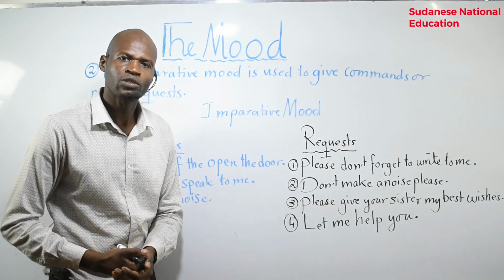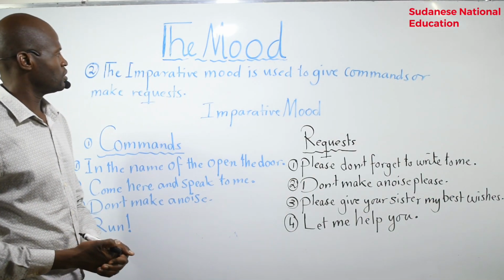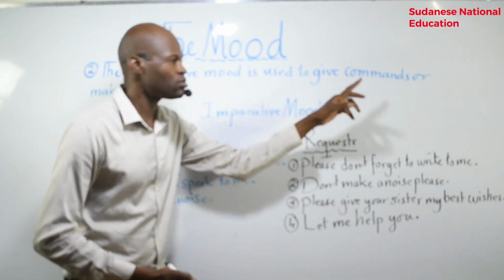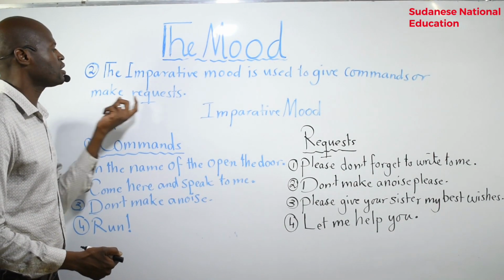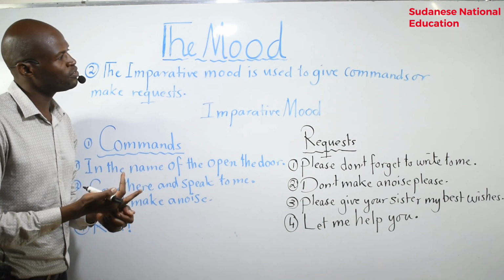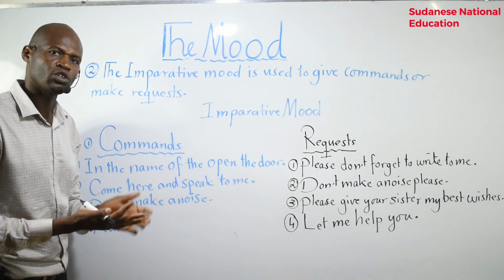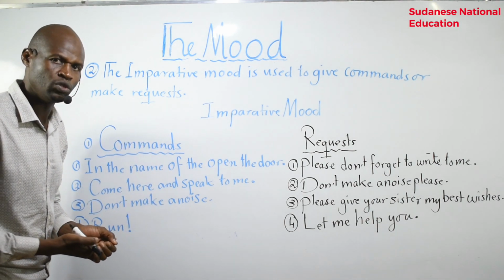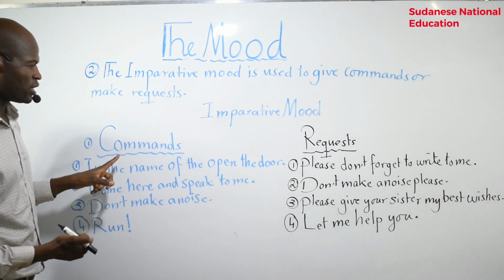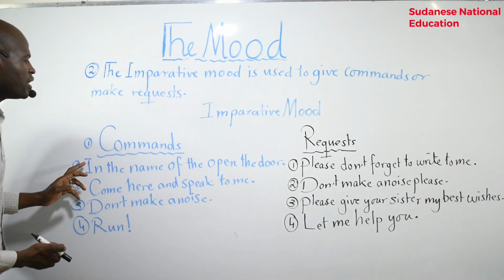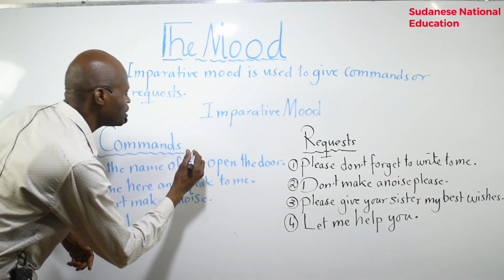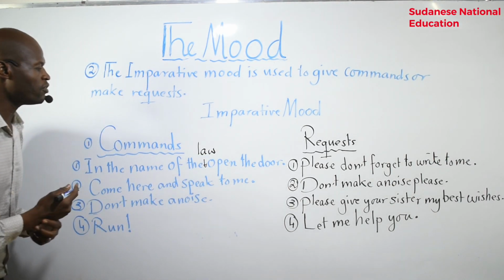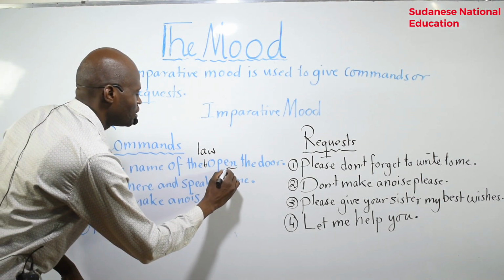Okay, let's see the second type of the moods. The second type is the imperative mood. Imperative mood is used to give commands or make requests. So when we give a command or we make a request, we are using the mood that we call imperative mood. Let's see these sentences. Here we have command sentences. In the name of the law, open the door.